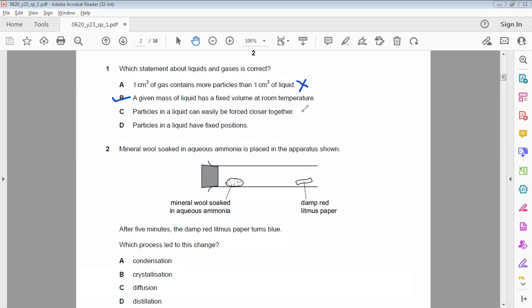So, particles in a liquid can easily be forced close together. No, we know that liquids are not easy to compress. They are incompressible. That's why they are used as hydraulic liquids. So is true for solids, whereas gases are easily compressible. And part D, particles in a liquid have fixed positions. We know that particles in a liquid can move, they can slide over each other, and they are a bit loose compared to solids. All right, let's move to the next question.